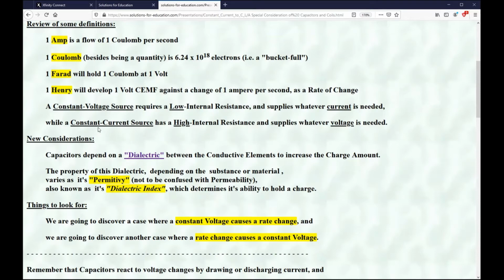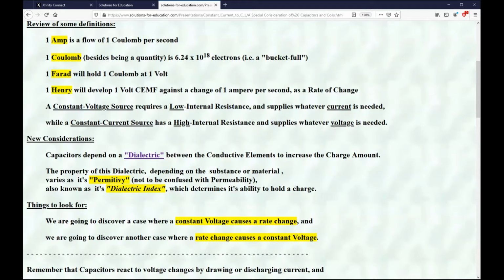However, with a constant current power supply, or let's say constant current source, because I'm going to avoid using the word power supply after this, a constant current source by definition has a high internal resistance and supplies whatever voltage is needed in order to supply this current. So what happens is, as the load changes, the load would affect the current, and therefore this particular source has to adjust whatever is internal to it to supply the amount of current that we need. It may have to adjust the voltage going up and down.